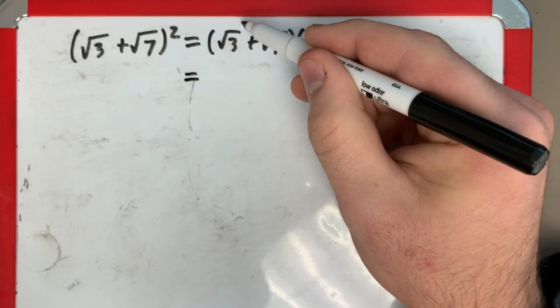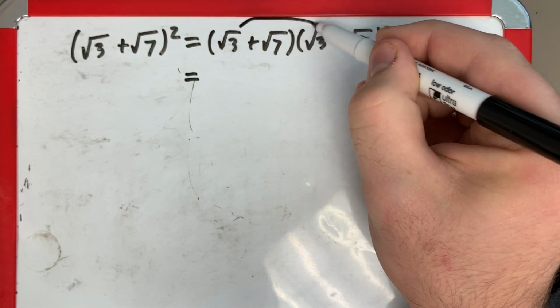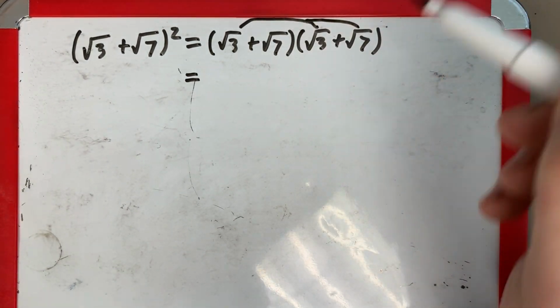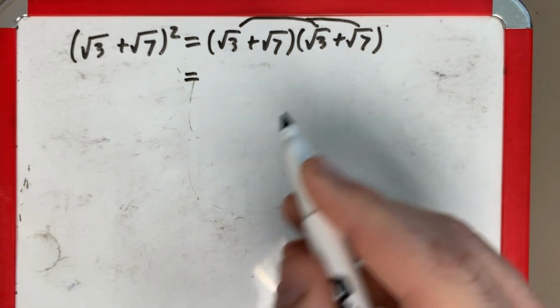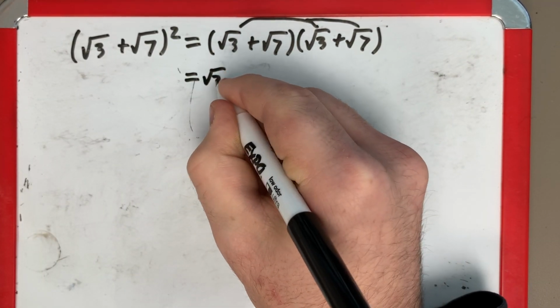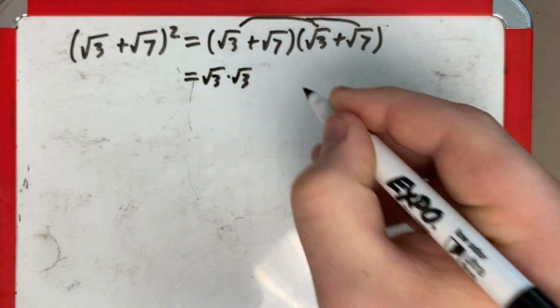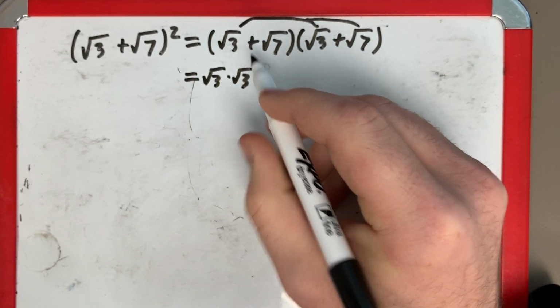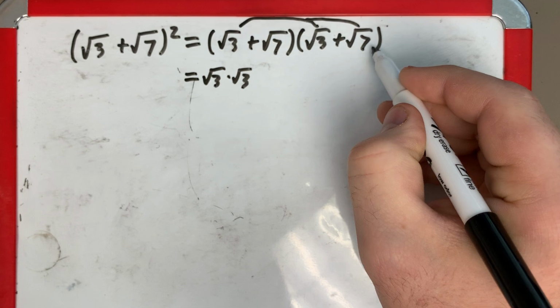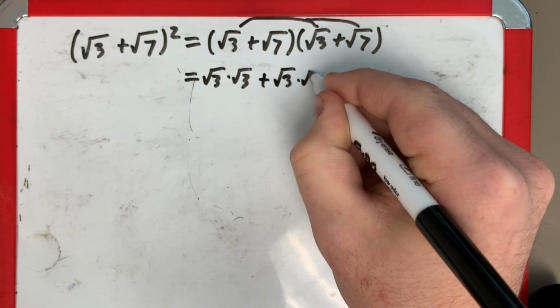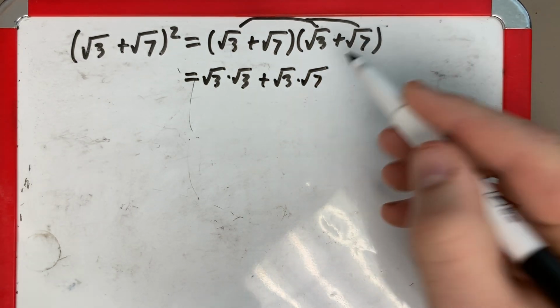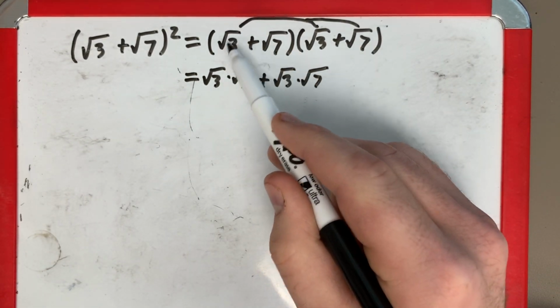Foiling, we have this square root of 3. We can multiply that to both of these guys and then add them together. So we have root 3 times root 3. I'll just write that straight up. I'll simplify in the next step. And then we have square root of 3 times square root of 7. So we add those together. Okay, so that completes the foiling process for the first term.